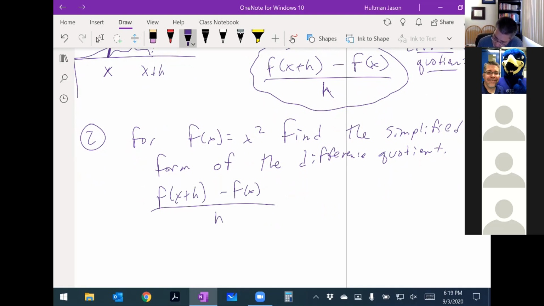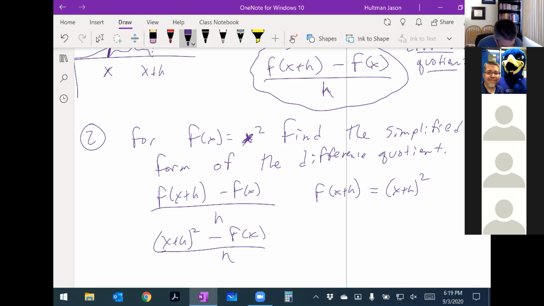So for x squared, how do we do this? f of x equals x squared. So we're going to say, well, what's f of x plus h? Wherever we see an x, we're going to have to replace that with x plus h. So this is going to be (x plus h) squared. That's what that is. So I'm going to plug that in. I'm going to go (x plus h) squared minus f of x all over h.